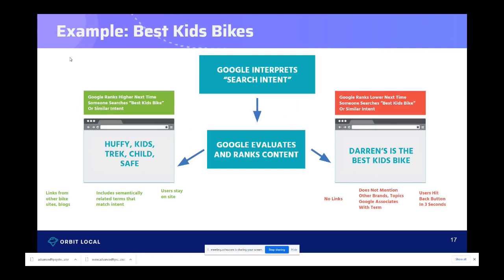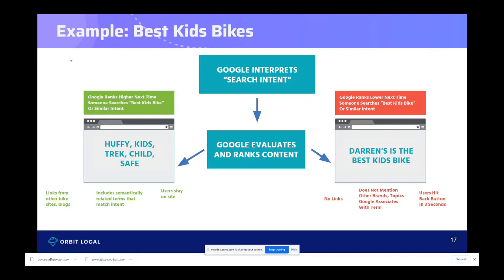The first example I want to go over is "best kids bike." Someone searches for this, and Google's going to interpret that search intent. What does this person want? They're going to go back, evaluate, and rank their content according to this. Now let's say they rank these 2 pages somewhere, right? One page on the left mentions words like Huffy, kids, Trek, safe. And the other one is more like my product page, right? Mine is the best bike. I get this all the time.